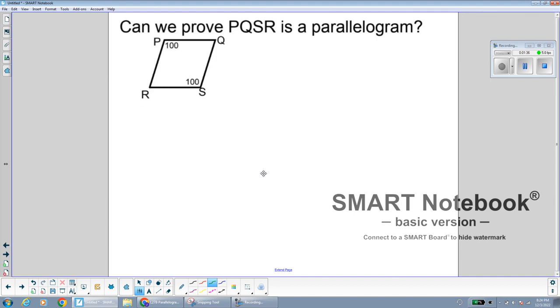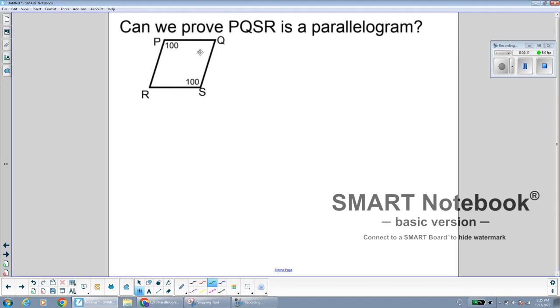How about in this example? Can we prove PQSR is a parallelogram? The answer is no, not just with the information we have here. Just like in the last example, with only one pair of opposite sides being congruent, here we only have one pair of opposite angles being congruent to each other. These two angles are both 100, but we don't know what the other pair of opposite angles are. We don't know if they are congruent to each other. We don't know that for sure. That's not told to us.